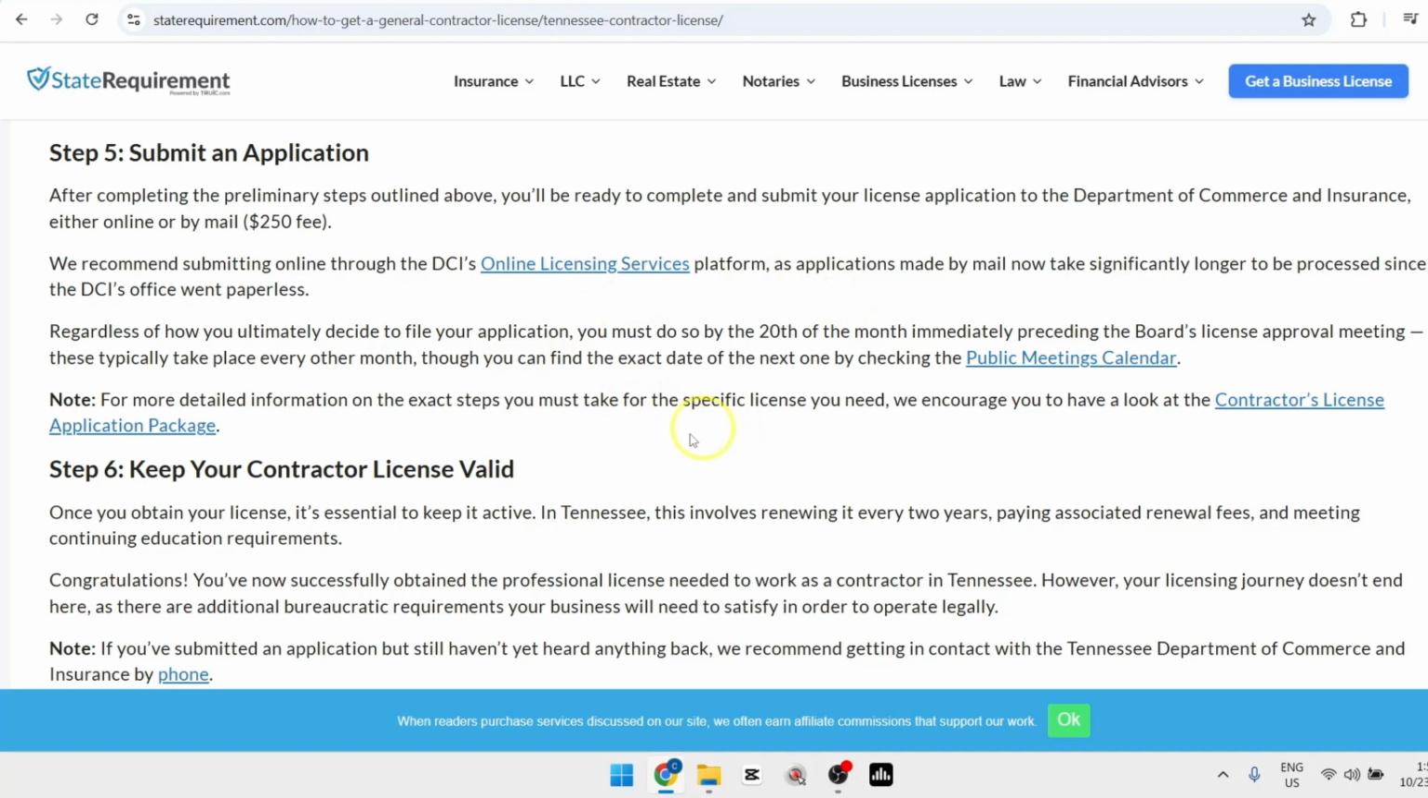And once you got your license, make sure that you keep it valid. So that's pretty much it.